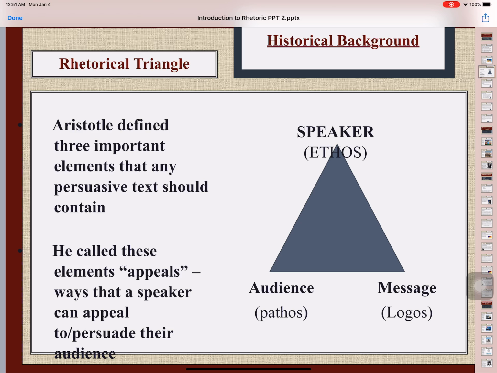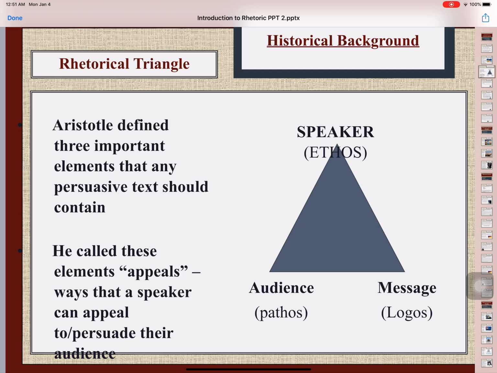Aristotle, number 1, defined 3 important elements that any persuasive text should contain. He called these elements appeals. The definition: ways that a speaker can appeal to persuade their or your audience. Take a look at this triangle right here. Number 1 at the top is speaker, right? This person is trying to develop their ethos, trying to piggyback on others' ethos to build up their own credibility, so you'll believe them. Right here on the bottom left would be audience, pathos. That's going to be number 2. And number 3, bottom right, would be the message, logos.